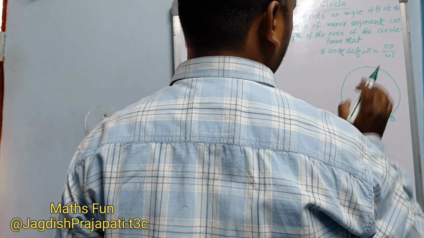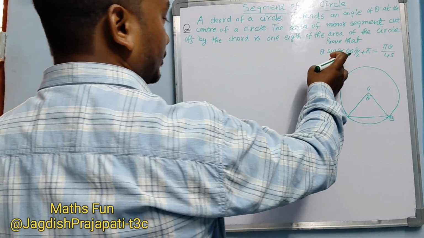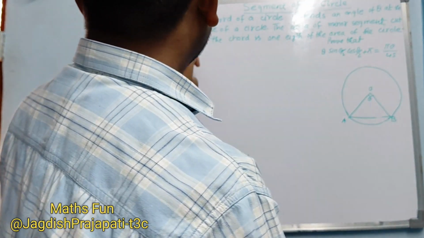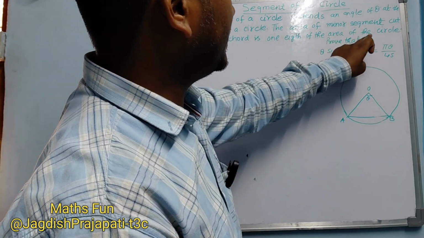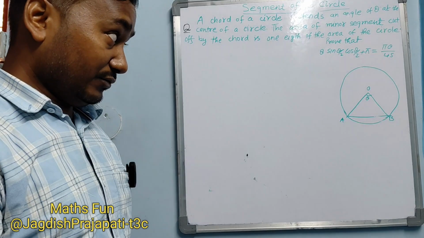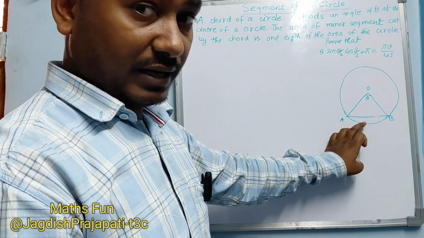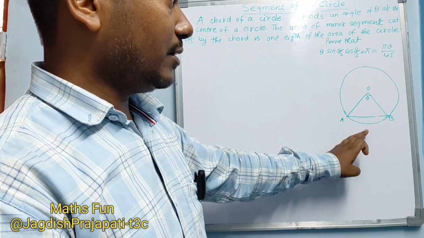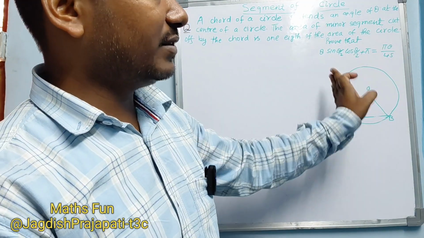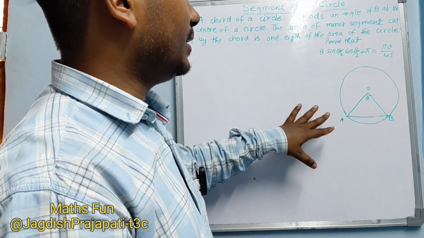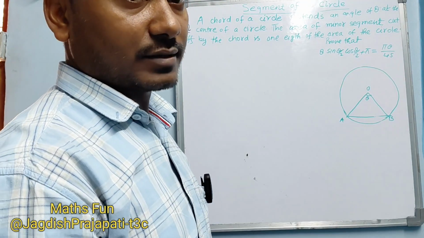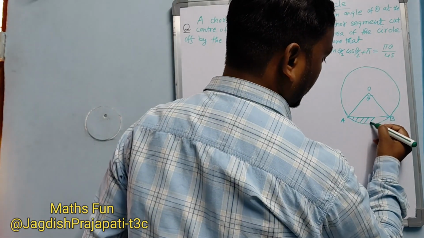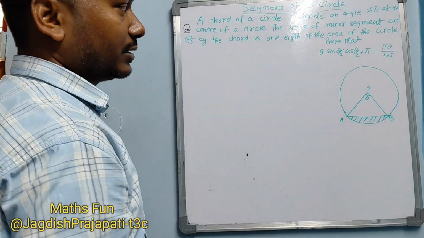Then we have to prove this, and for proving this we are given a relation. The area of the minor segment is 1/8 of the area of the circle. So the area of the minor segment will be equal to 1/8 of the area of the circle. We will use that relation later. Let us first compute the area of the segment. So we have to find out this area.